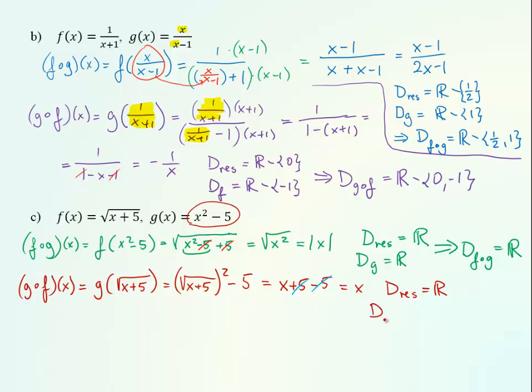Domain of the inner function, which is f. Let's calculate this on the side. To find the domain of f, we need to protect the radicand. The radicand, x plus 5, must be bigger equal 0. So x must be bigger equal negative 5. So domain of the f function is from negative 5 up to infinity. Therefore, the domain of the composition function, g composed with f, is the intersection of these two, which in this case means the smaller one, negative 5 to infinity only.